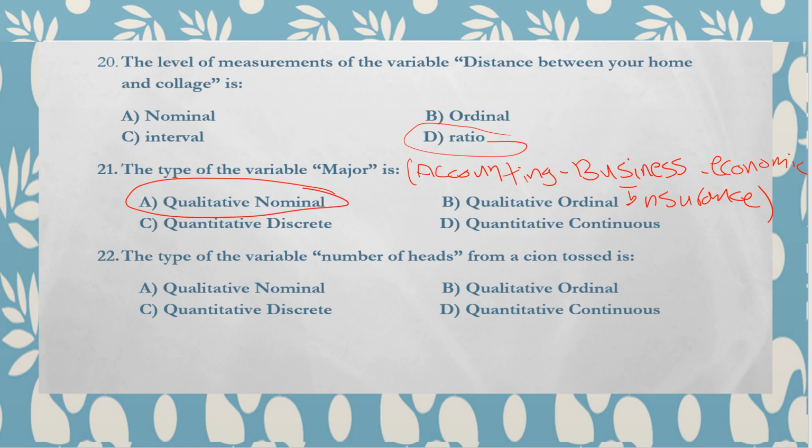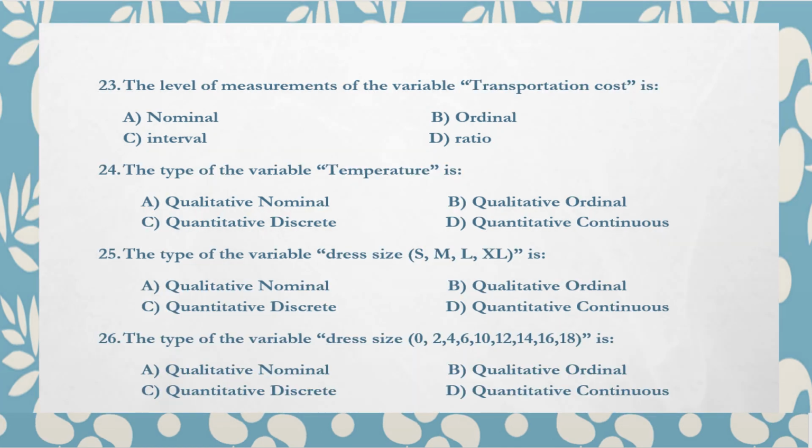The type of variable, number of heads from a coin toss. This variable is a numeric variable, and the value can be an integer value, so the type of the variable is quantitative discrete, and the right answer is C. The level of measurement of the variable transportation cost: transportation costs take continuous values, and 0 means the absence of the cost, so the level of measurement is the ratio level, so D.